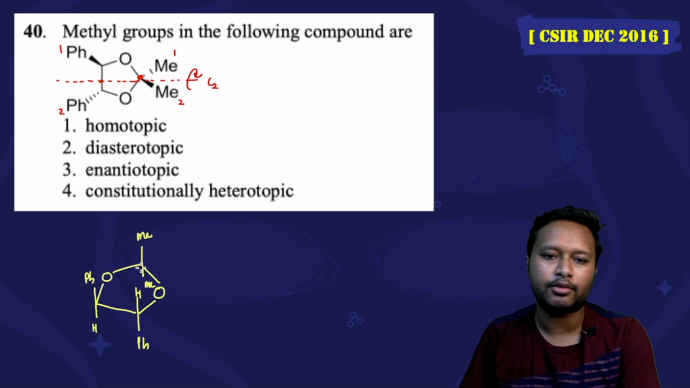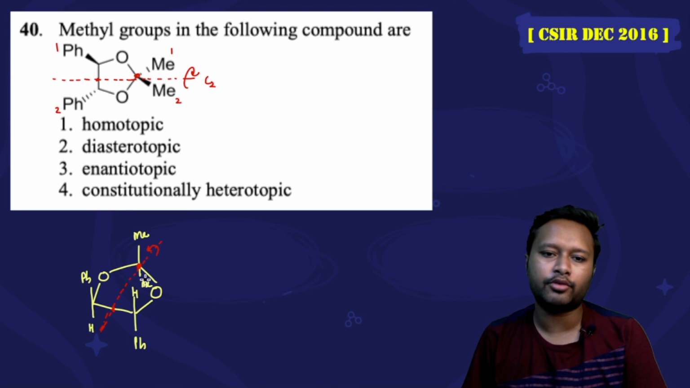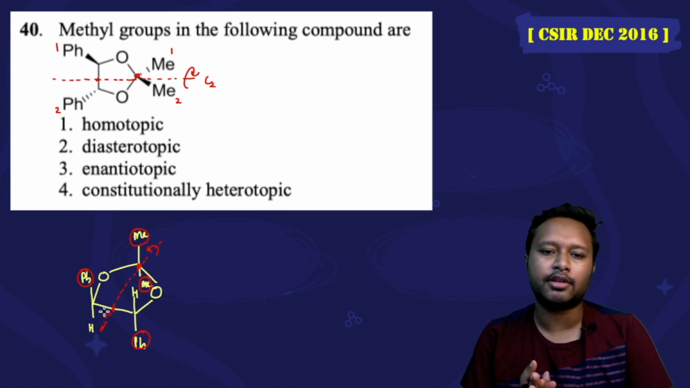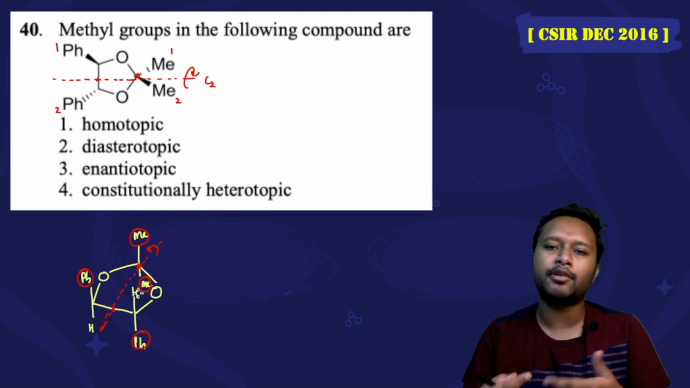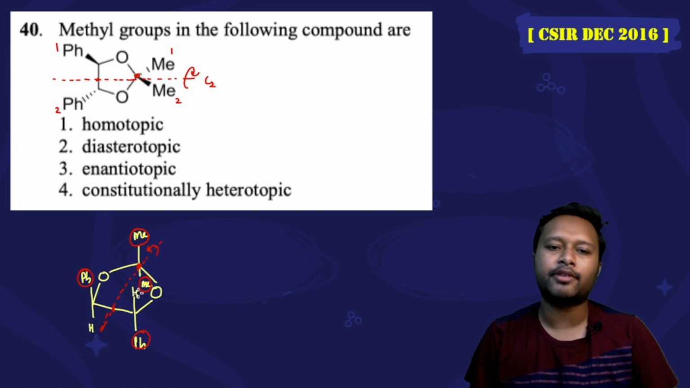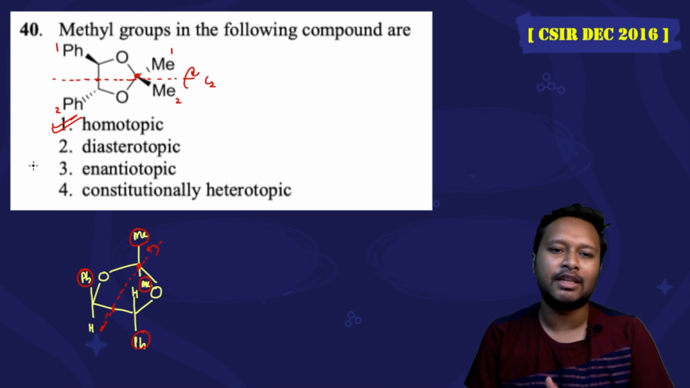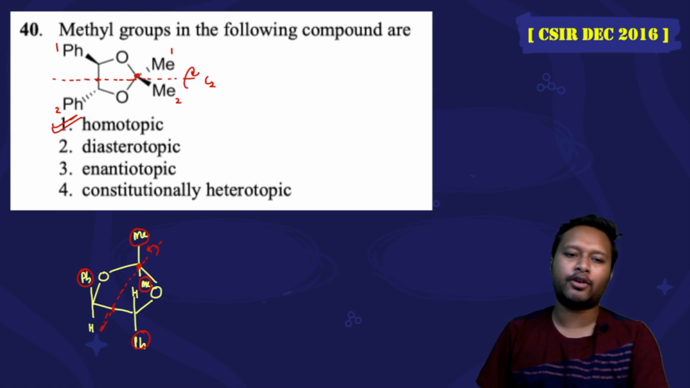Now the axis actually passes through this particular carbon and the center of this bond. If you rotate along this axis, this methyl group is going to interchange with this, and simultaneously this phenyl group is going to interchange its position with this, because both of them are at 180 degrees to each other, or they are trans to each other. So they are interchangeable along this axis. That's why these two groups will be called homotopic in nature. All right, so the correct answer for this is option number 1, that is the molecules are homotopic. All right, guys, let's go for the next question.